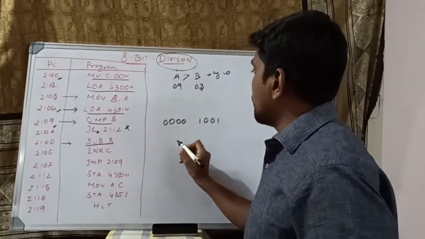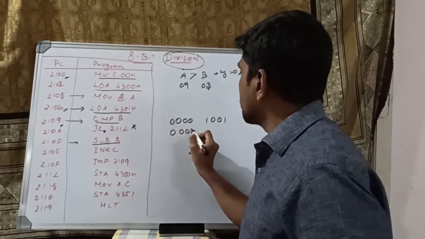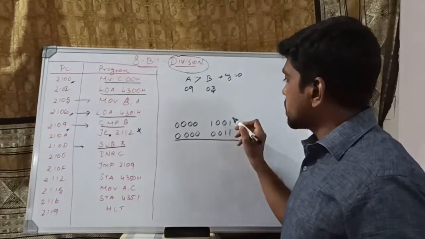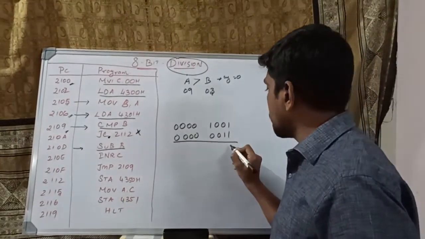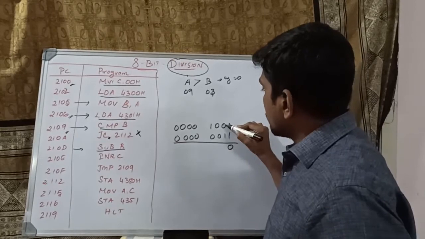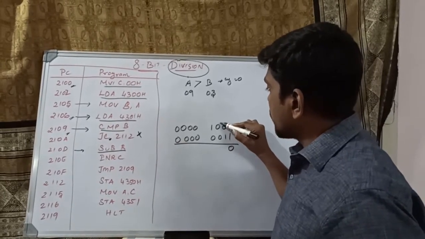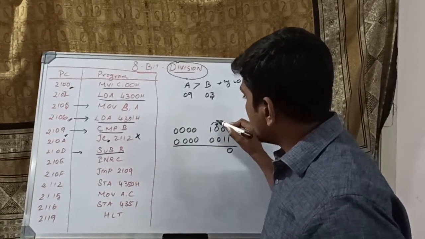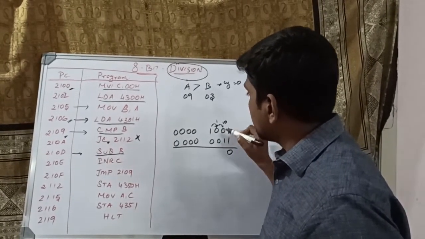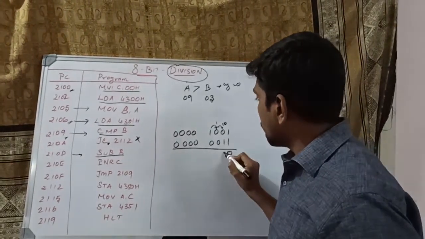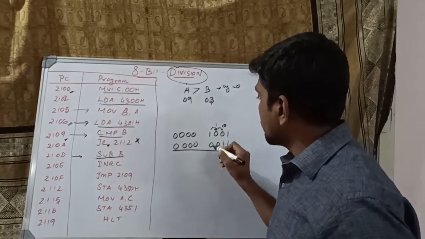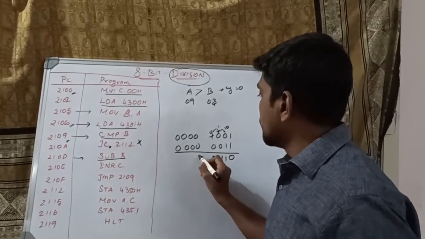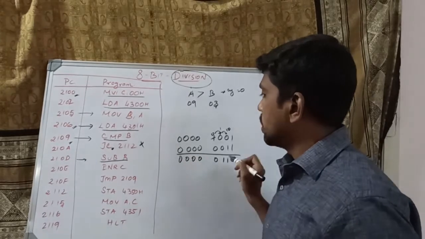Okay, the B value, the equivalent binary number of the B value is 03. Just subtract the two: 1 minus 1 is 0. 0 minus 1, there is no possibility, so you borrow from the nearest bit. So here 1, here 10. 10 minus 1 is 1. 1 minus 0 is 1. 0 minus 0 is 0. So this value is 0. 0 minus 0 is 0. So the remaining 4 bits are 0.